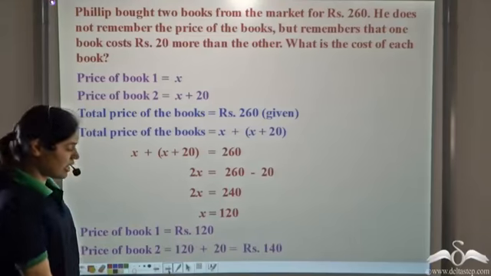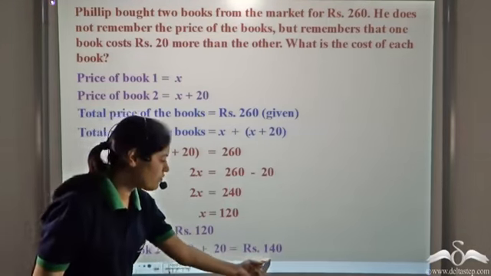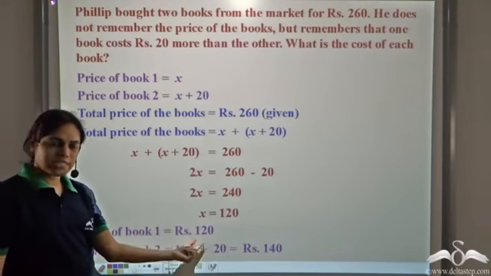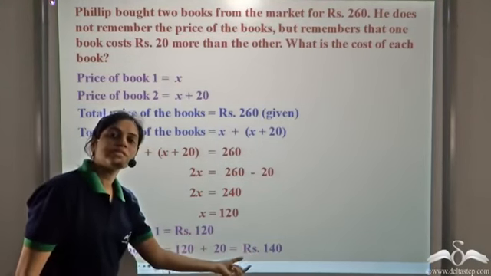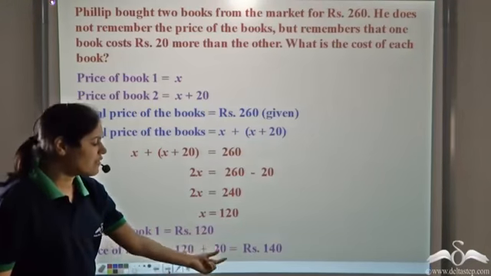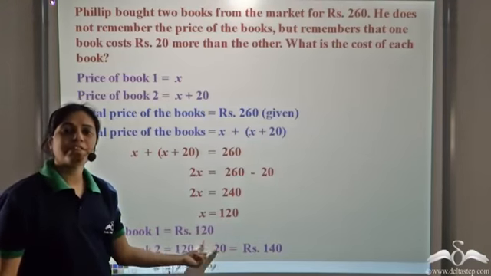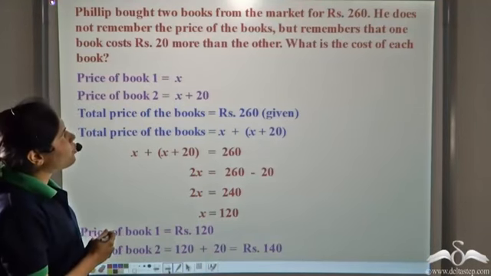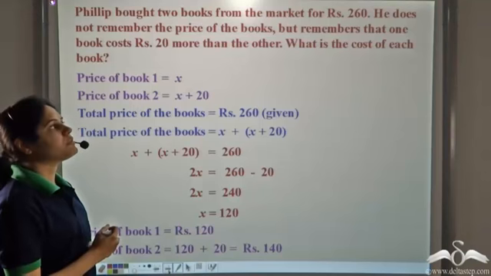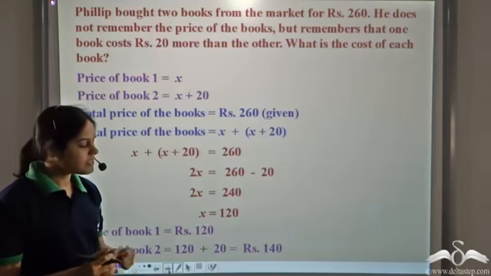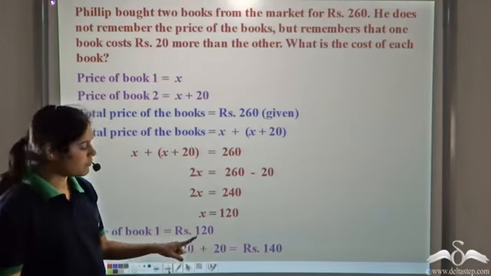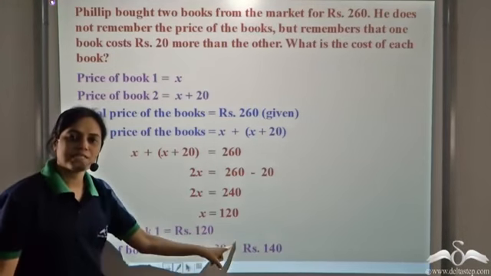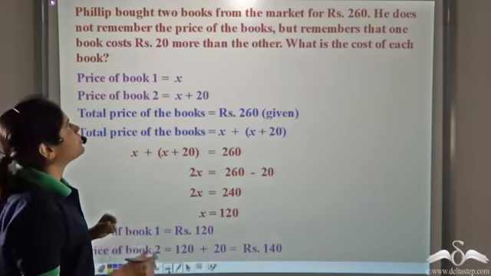So the price of the other book is rupees 140. So one book costs rupees 120, the other book costs rupees 140. Now you can verify it and see whether it satisfies the conditions given in the problem. Philip bought 2 books from the market for rupees 260. So check whether the sum of the prices is 260. 120 plus 140 is 260. So yes, that condition is satisfied.